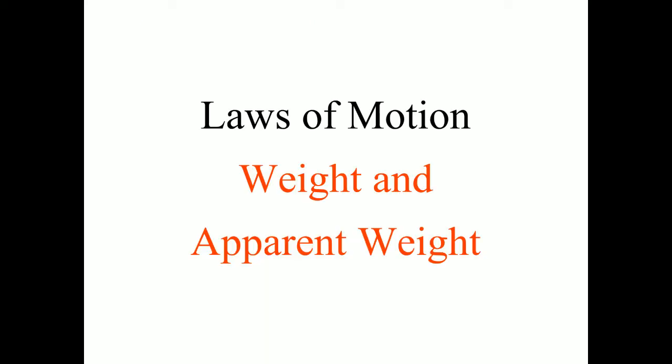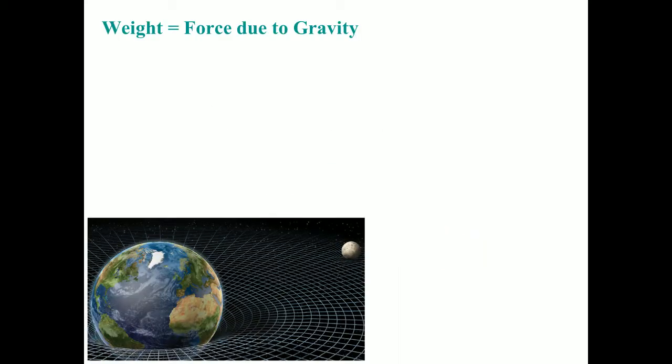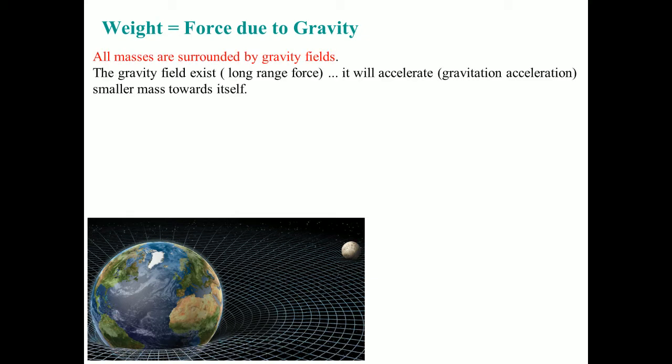Welcome to the AP Physics lecture on the law of motion. Here we're going to talk about the weight and the apparent weight. The weight, by definition, we see that as the force due to gravity. All masses are surrounded by a gravitational field. The gravitational field exists in terms of a long-range force.